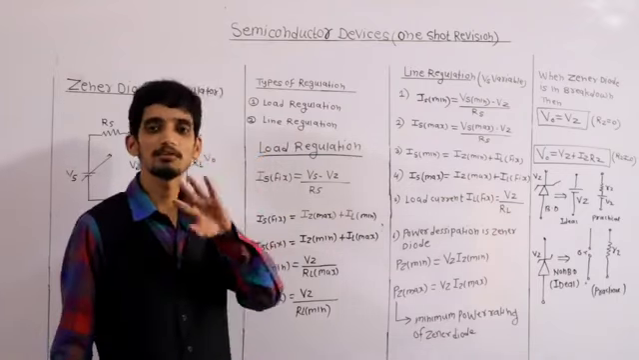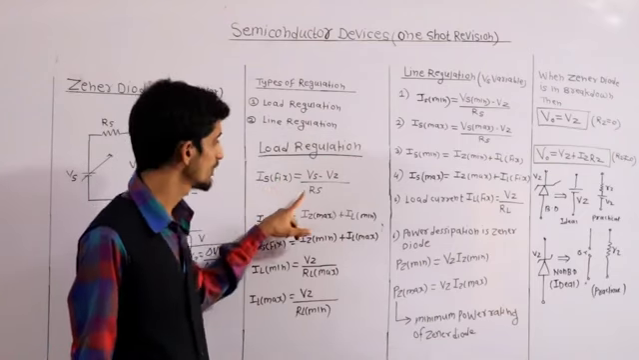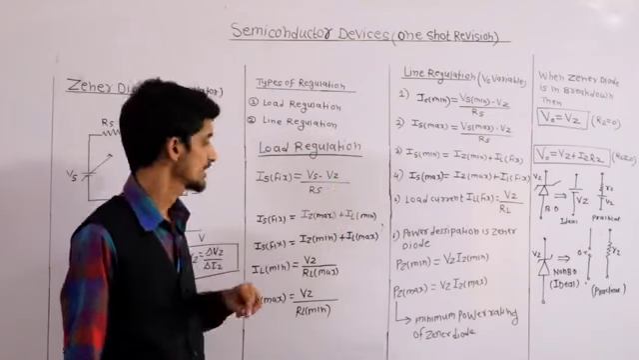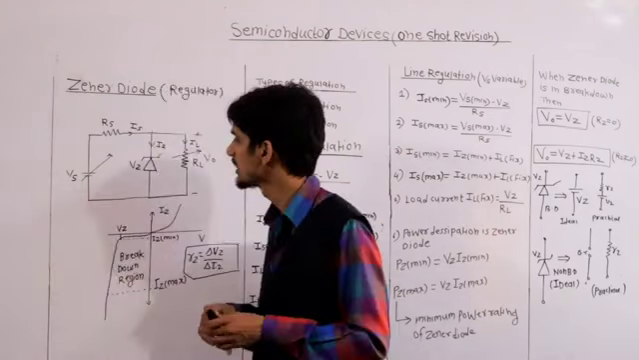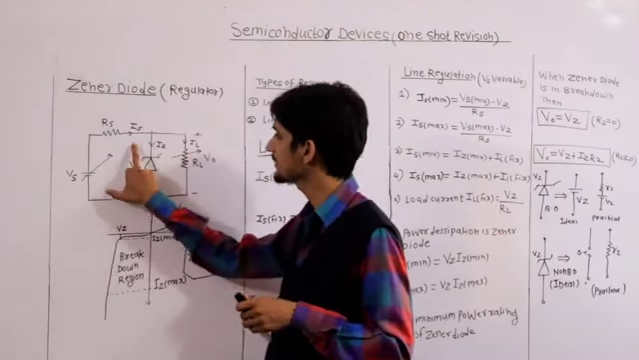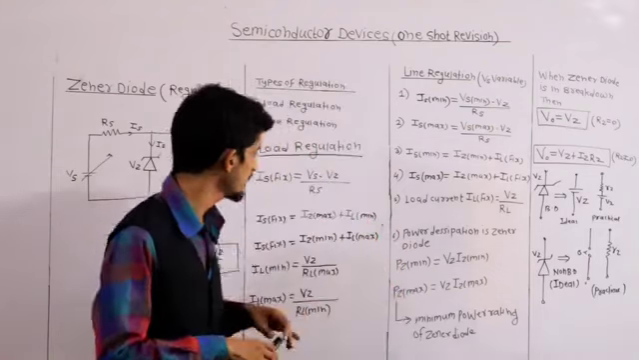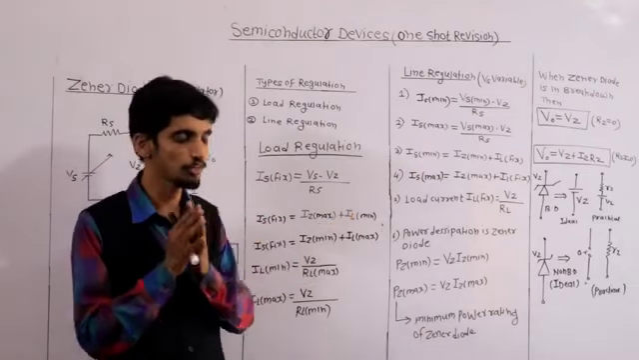Okay. Now whenever we are considering load regulation, first, the load is variable and the source is fixed. So Is, which is the source current, is fixed, which is equal to Vs minus Vz by Rs. Then if Is is fixed, what happens actually? There is a division of current: Is is divided into two currents, Iz and IL. Clear? So Is fixed is equal to Iz plus IL. It is a basic formula.